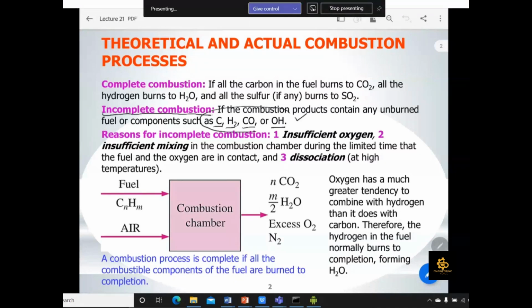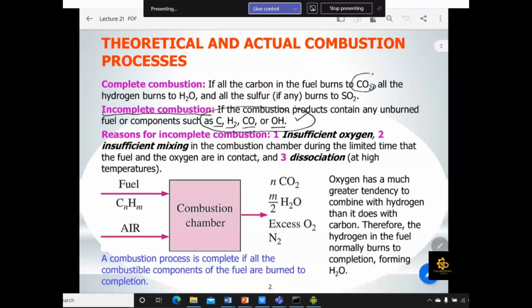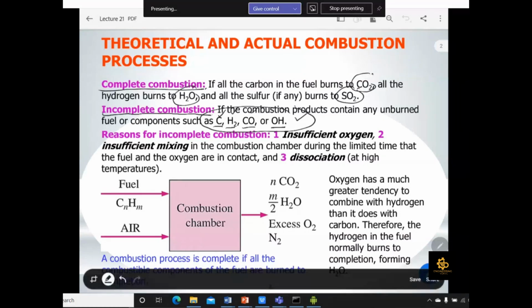However, if all these components turn into CO2, hydrogen changing into H2O, and sulfur turning into SO2, it is a complete combustion. If you cannot see any element like carbon or carbon monoxide on the product side, it is a complete combustion. If you can see these components, it is called incomplete combustion. This is the basic understanding of how you judge whether a chemical equation is a complete or incomplete combustion equation.